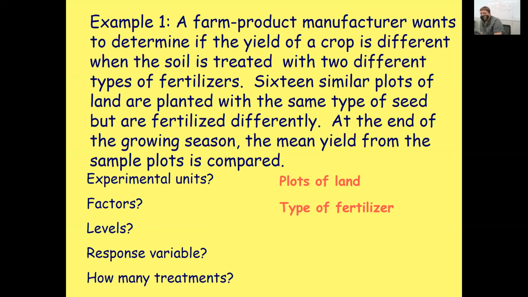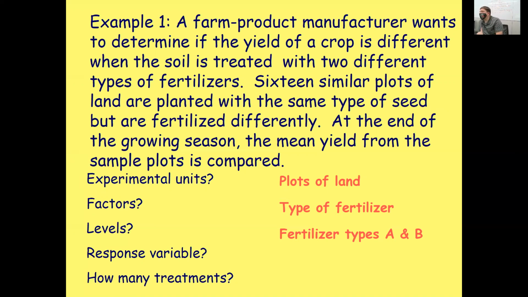All right, what are the levels? Basically, what are my different varieties of the factor here? I have how many? 2. We're going to call them fertilizer A and fertilizer B. I got that from this part right here: 2 different types of fertilizers. So fertilizer A, fertilizer B. It didn't give us any specifics other than that, so we'll just call it A versus B.